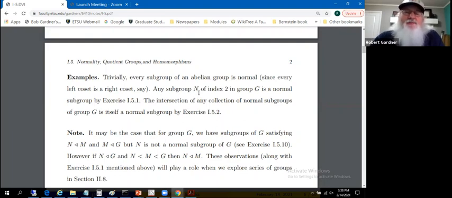But if we take any subgroup, capital N, of index 2 in a group G, that subgroup is a normal subgroup. Any subgroup of index 2 is a normal subgroup. Exercise 1.5.1, that's to be shown. Quick review. What do you mean by index 2? That means group G has 2 cosets of N in G, N itself, and another coset. And those 2 cosets together partition group G.